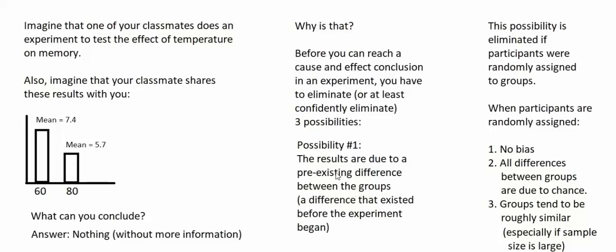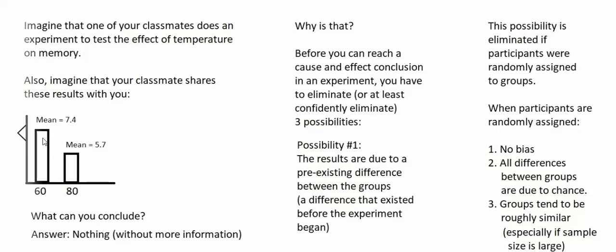And when I say a pre-existing difference, I'm meaning a difference that existed before the experiment began. So I'll share a few examples of possible pre-existing differences, just so you get the idea down. Let's imagine for a moment that in your classmates' experiment, the cold group is a classroom of fifth grade students, and the hot group is a classroom of senior psychology majors. If that's the case, then there are definitely some pre-existing differences between these two groups of people.